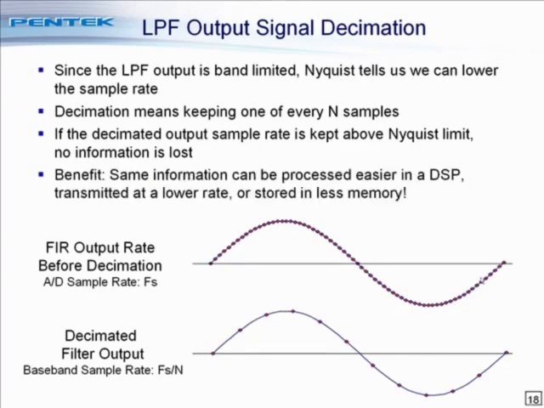You might ask, why would we want to decimate? It's a major benefit. The same information can be processed easier in a DSP with decimated data because there are fewer samples to process. Remember, you're not losing any information, you're just delivering fewer samples per second. So a DSP will find it easier to do its signal processing job.